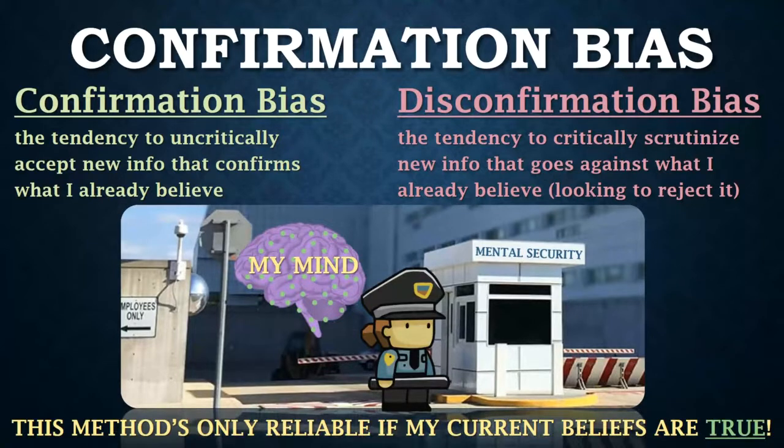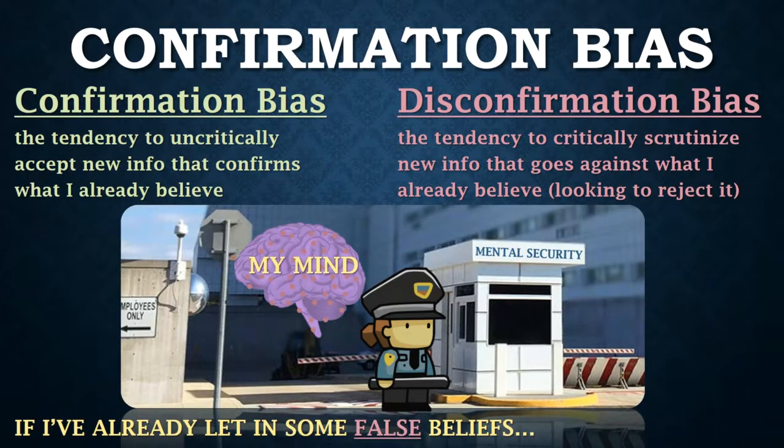So this system is only reliable if I have true beliefs in it already. If I've filled my mind with already true beliefs, then new beliefs that match those true beliefs will be let in easily. And new beliefs that don't match those beliefs, that are more likely to be false, will be rejected. This is a decent heuristic, provided that your mind is already full of the truth.